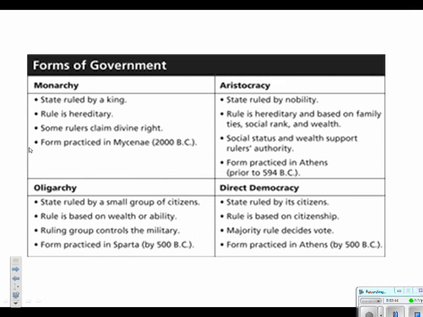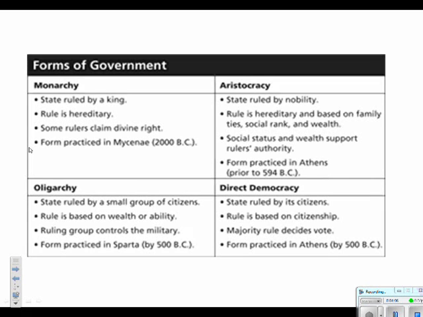To help you out a little bit on this government before we go much further, there are four major types of government we talked about in this unit. We just talked about monarchies, state ruled by king, heredity based. Okay? There's also aristocracies where the nobility rules, also heredity based, but it's a very social status government. You also have an oligarchy where a very small group of citizens rule and normally control the military.